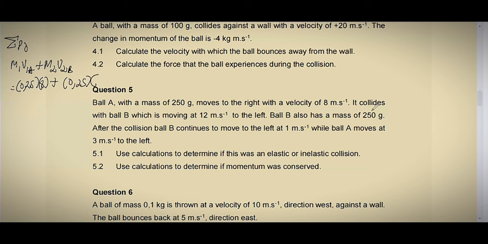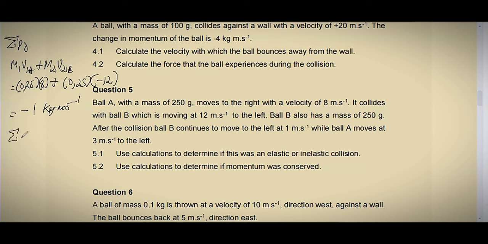And then the velocity of B, remember, it's negative 12. Now you want to punch this in your calculator. So we have 0.25 multiplied by 8 plus 0.25 multiplied by negative 12. So this gives us negative 1, right? So we have negative 1 kg meters per second. So this is the sum of the momentum initial, right?